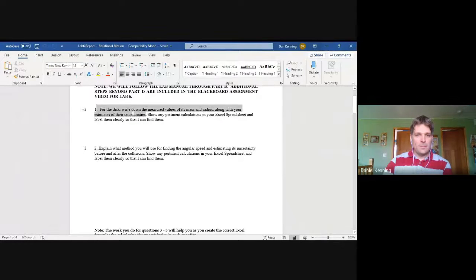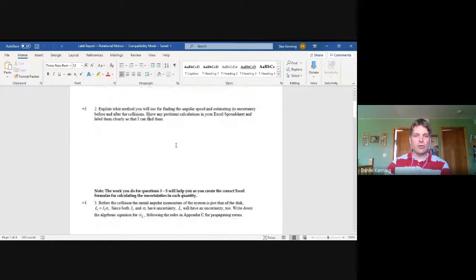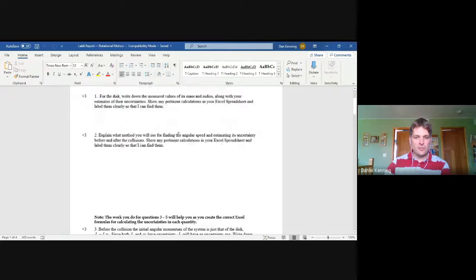Definitely highlight and explain how you found the angular speed and estimated its uncertainty, and show those calculations in Excel. We do need to be sure that we are explaining why we did it the way we did it, explaining what we did, and then showing those calculations in the spreadsheet. I don't want anybody typing things in their calculator. Show all of those calculations that you used in Excel.